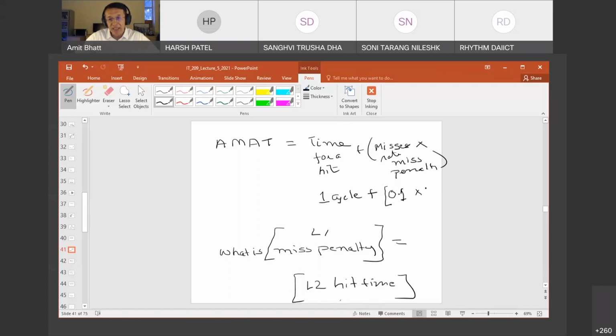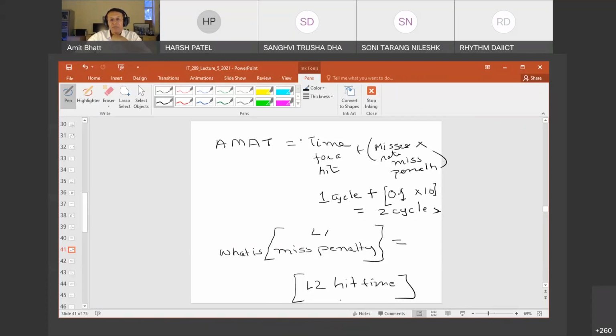Multiplied by miss penalty, which is 10 cycles. So average time for a memory access would be 2 cycles, right? So let us see, 90% of the time it will be done in one cycle, and 10% of the time it will go to the next level. So someone asked me this question: why don't you multiply this by 11?